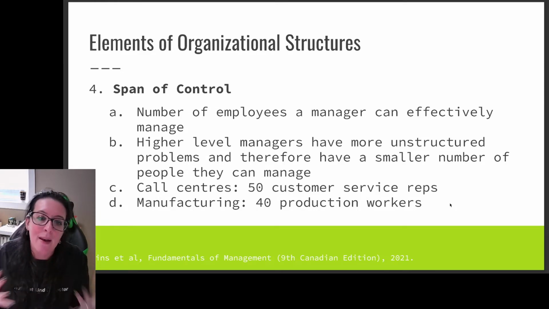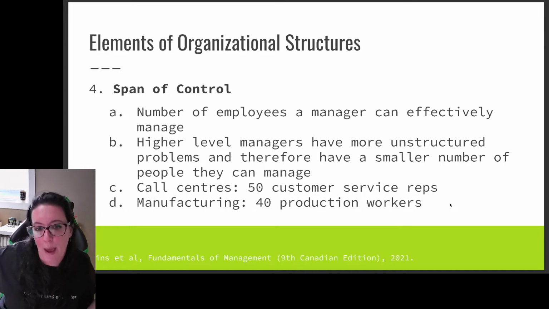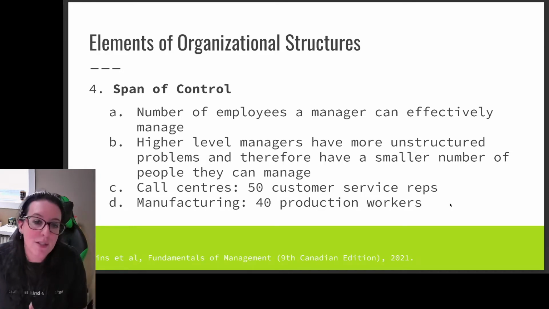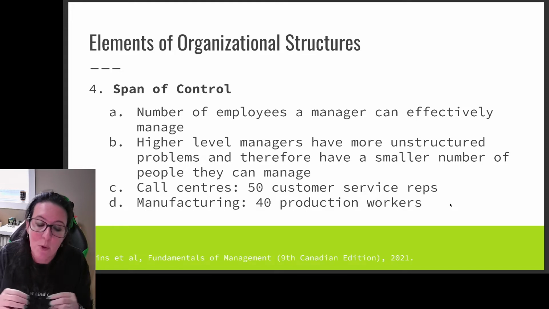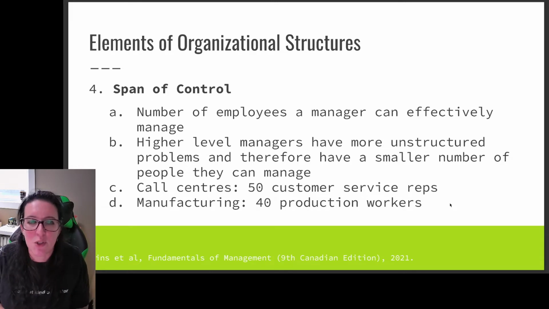Now, depending on the type of organization you have, you may have quite a large span of control. So call centers, for example, we have one person manning a room full of people on the phones. So you might be responsible for, say, 50 customer service reps. Or if we're in manufacturing, you might have 40 workers on the production floor that you are responsible for.